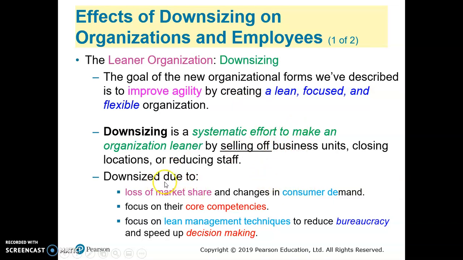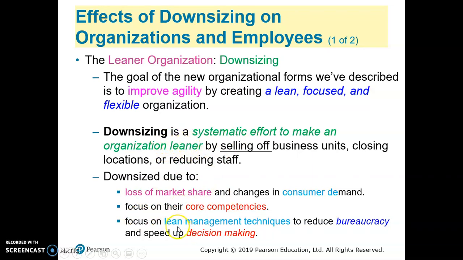Downsizing, however, can also be due to, like I mentioned, loss of the market share, that means loss in the profits, change in the customer demands, so the market share also changes. Or they just want to focus on the core competency, not because of a problem with the profit. They just want to downsize because they want to focus on their main business.